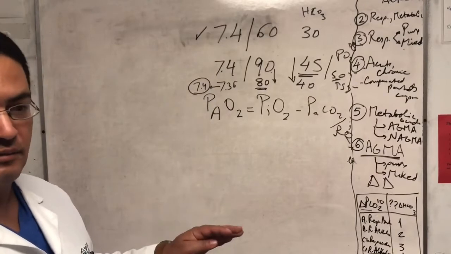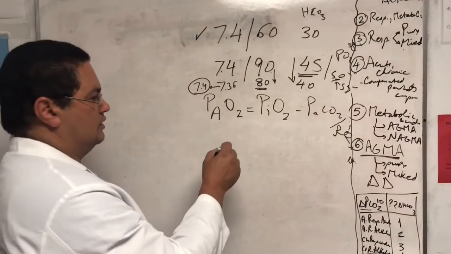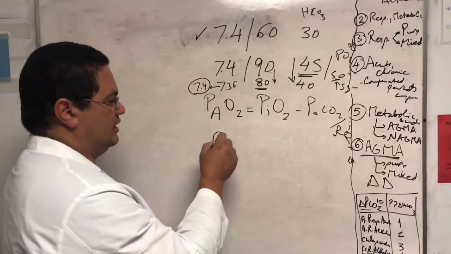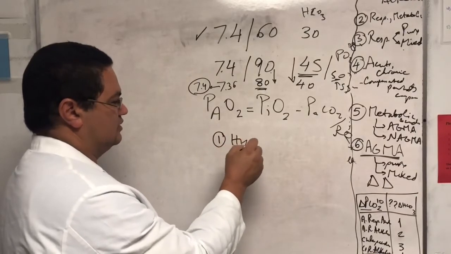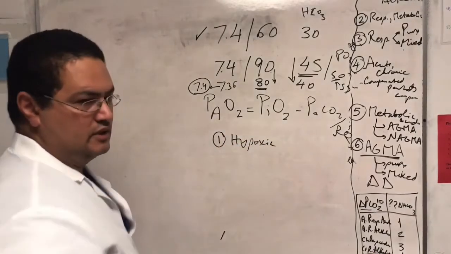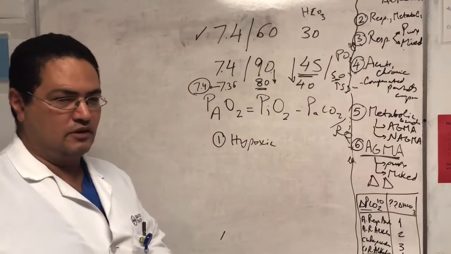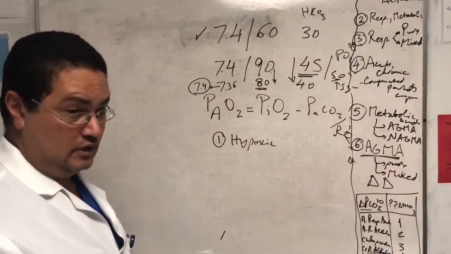Otherwise, you're killing the patient. So number 1, the patient has to be hypoxic. Otherwise, if he's not hypoxic, why do it? We said that. You're not giving it for the number, you're giving it because the patient is hypoxic, and you want to treat this condition.